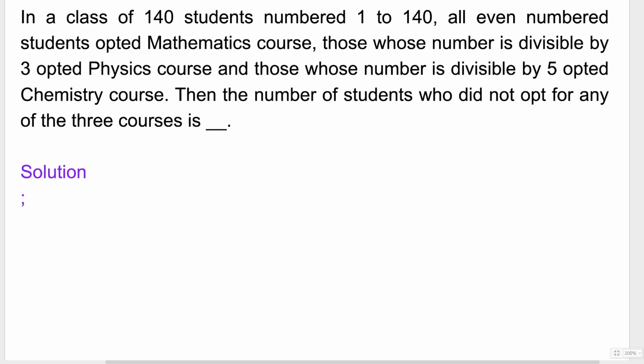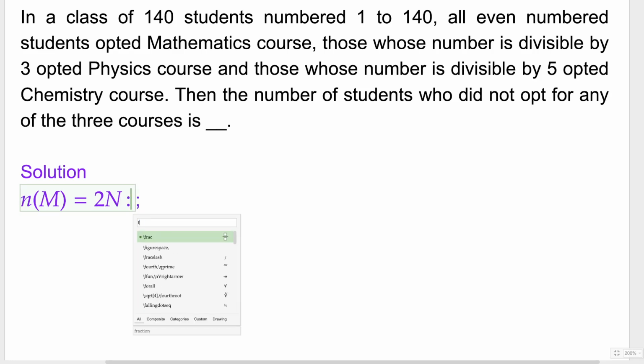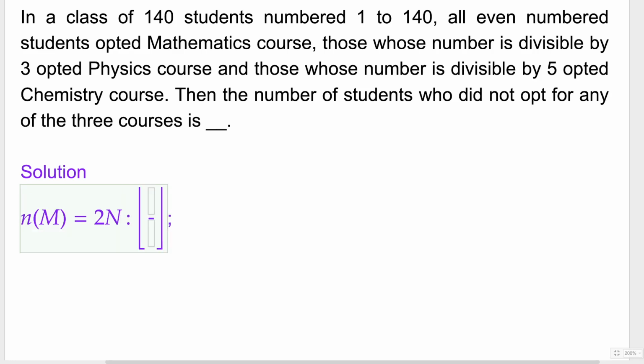I'll use some non-standard notation, just to write the language concisely. Let us say n of set M, where M represents the even numbered students who opted for the mathematics course. I'll represent them by 2n, and we can get this by floor division of the total students by 2. If I perform the floor division, that is 70.